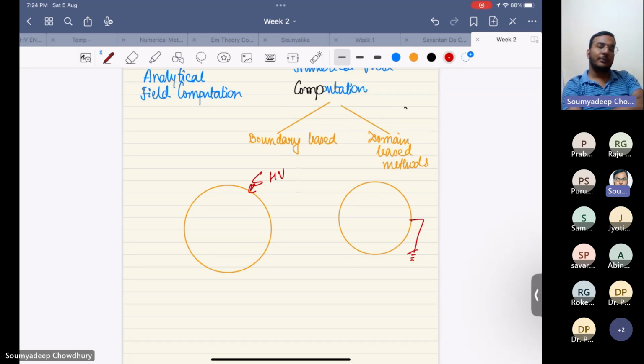But think of an insulator surface. What shape actually will you give to the insulator surface? No regular shape can be applied to an insulator surface. Moreover, we have three kinds of coordinate systems, right? The curvilinear coordinate systems. So what are the three kinds of coordinate systems which are available with us? Any idea?